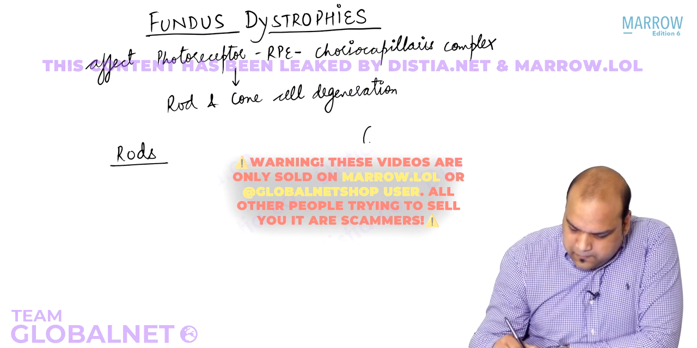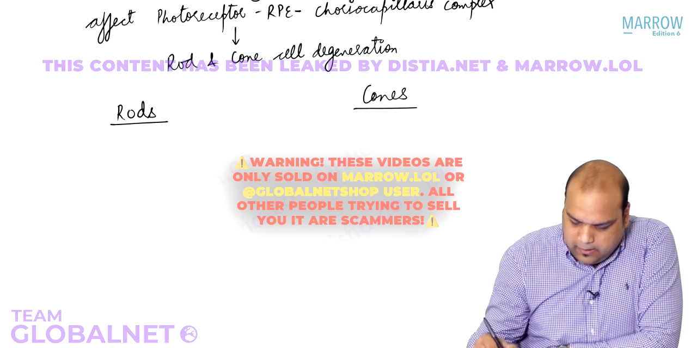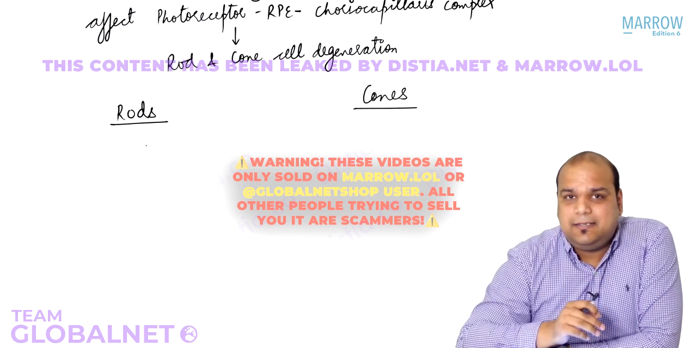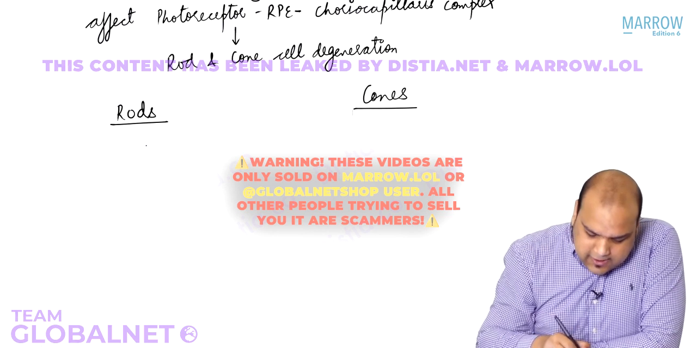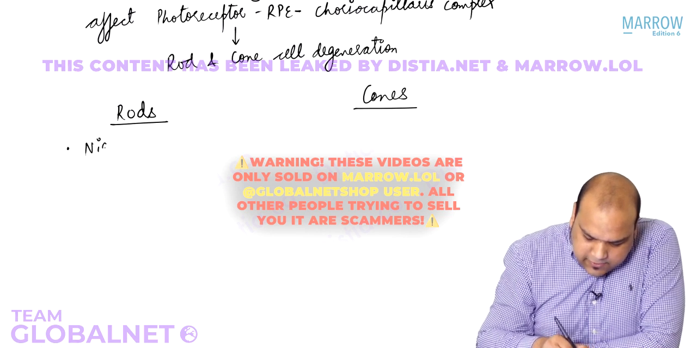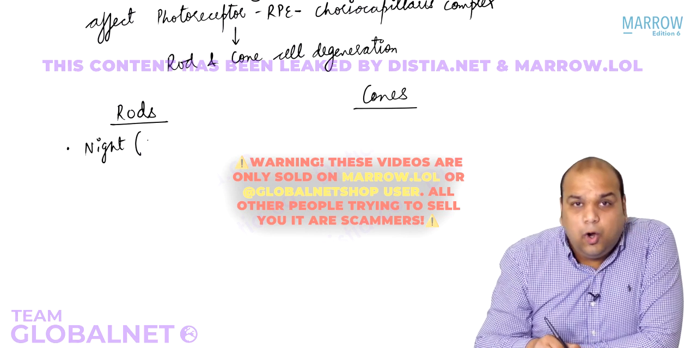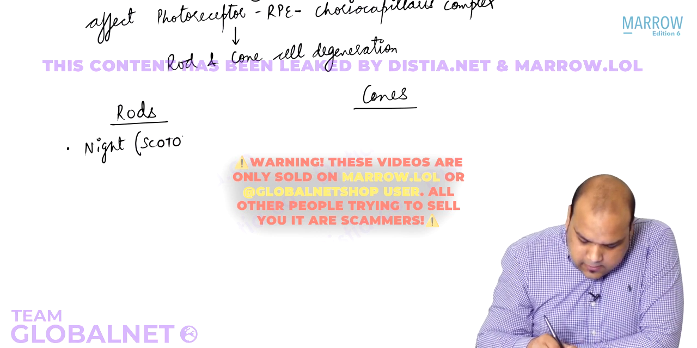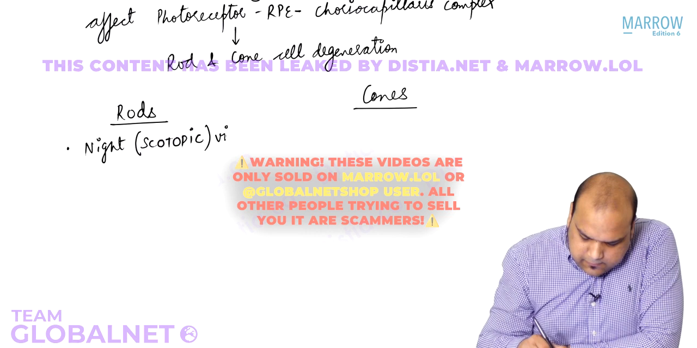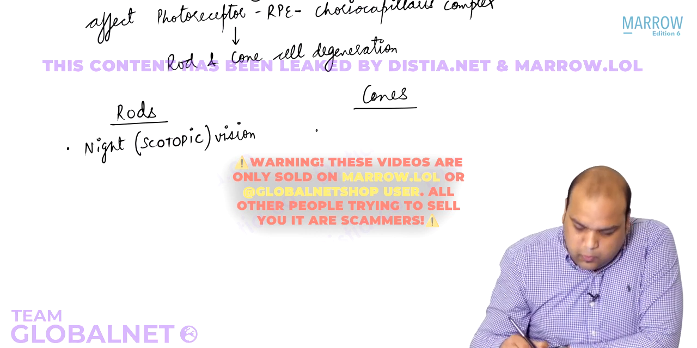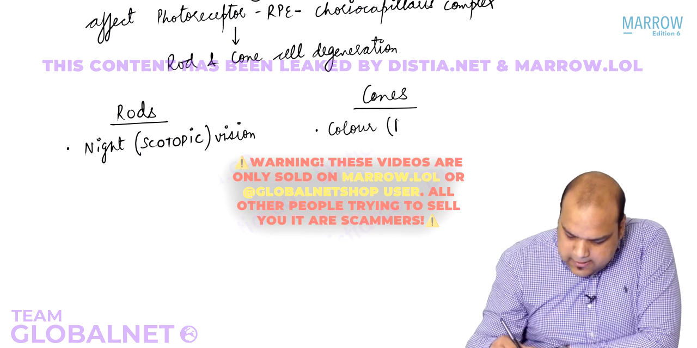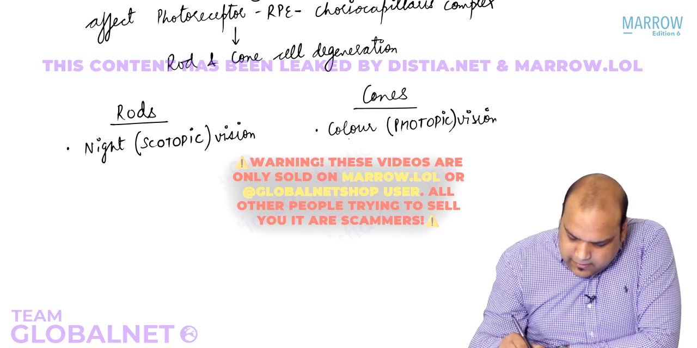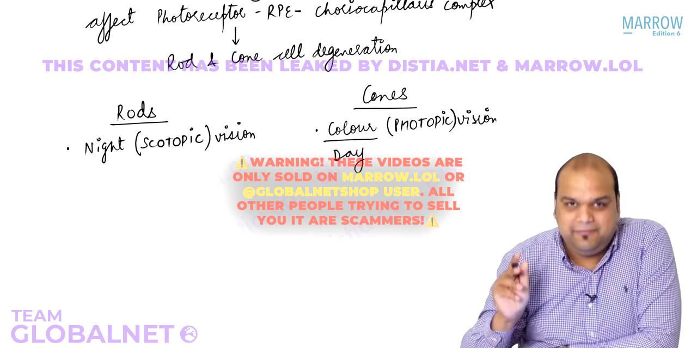Rods, cones. Now, rods are responsible for which vision, guys? Do they give you color vision or do they give you vision in the dark, everybody? All of us know rod cells are responsible for night vision. Or I can call it scotopic vision. But cones, everybody. Cones are responsible for color vision, which is called as photopic vision.